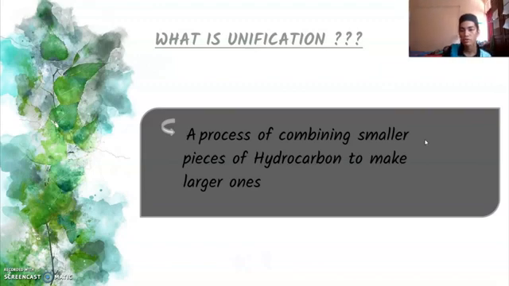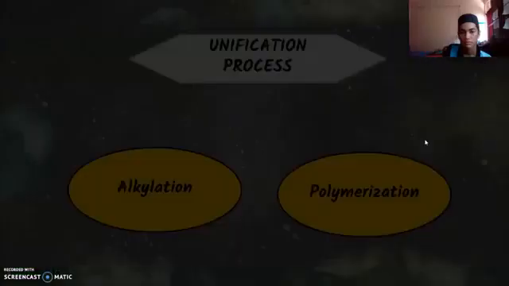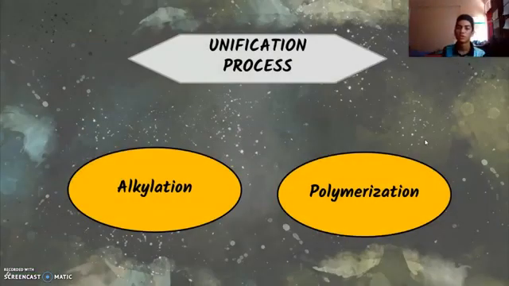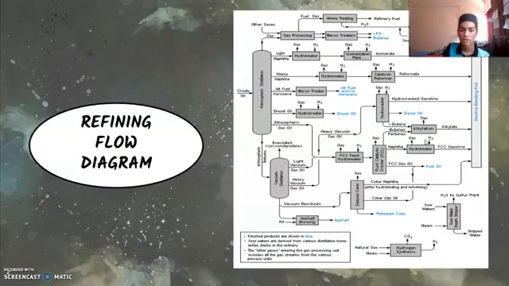So basically, what do you know about unification? That is a process of combining smaller pieces of hydrocarbon to make a larger one. There are two types of unification process, which are alkylation and polymerization. Here is a refining flow diagram. The alkylation is located here, as you can see on the screen.